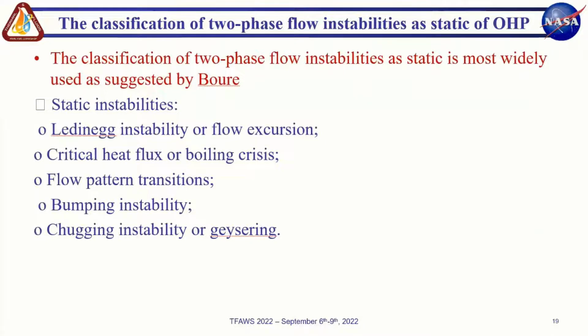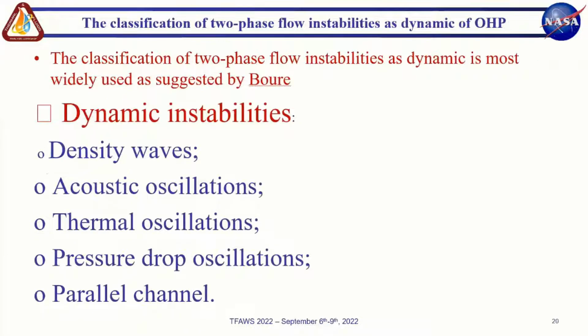Thanks. The classification of two-phase flow explores statics. Static instabilities mainly depend on critical heat flux on boiling cases, flow pattern transitions, and bumping instabilities. It also depends on sagging instabilities. Next, please. Next depends on dynamic instability, density waves, acoustic and thermal oscillations, and also pressure drop oscillation in parallel channels.